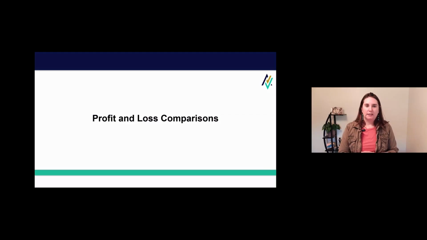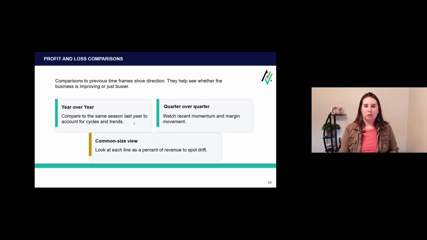Profit and loss comparisons. This is a great opportunity for you to reflect on what you have going on in your books. I think that a lot of times there are reports that are sent your way, and sometimes a stagnant amount of numbers can be beneficial. But when you compare them to this or that, you really get more context of what's actually happening within your business. So, some ways in which to do that are going to be timeframes.